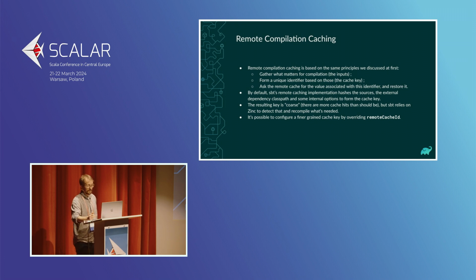But that doesn't really matter in our case because SBT is still going to call Zinc after restoring the incremental compiler state, so that if your classpath has changed, Zinc is going to run, detect that you need to recompile some source files, recompile what's needed, and get back into a clean state. And finally, if you need, that's SBT, so everything's configurable. You can just override the remote cache ID task so that you get a finer-grained cache key.